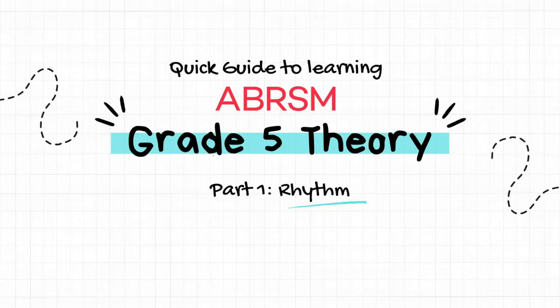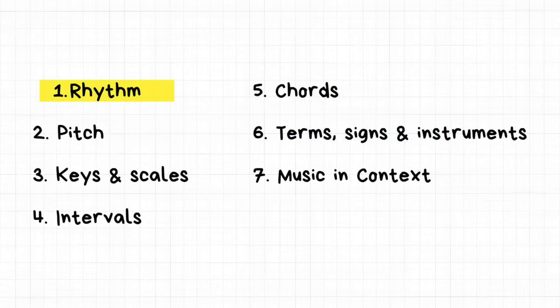This video will be a quick guide to learning the ABRSM Grade 5 Theory. Part 1, Rhythm. There are a total of 7 parts in the exam. The first one, Rhythm, second, Pitch, third, Keys and Scales, the fourth, Intervals, fifth, Chords, sixth, Terms, Signs and Instruments, and seventh, Music in Context. We'll do a breakdown of each part in the upcoming videos.